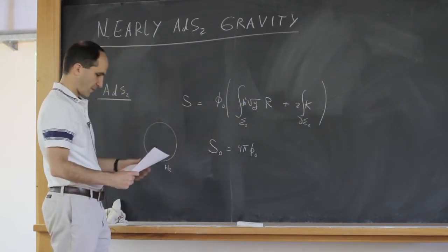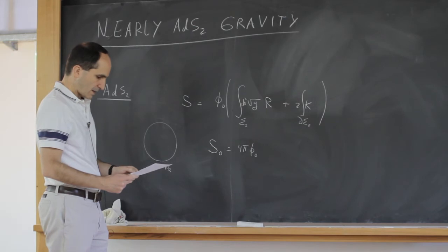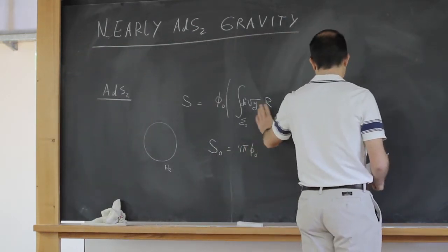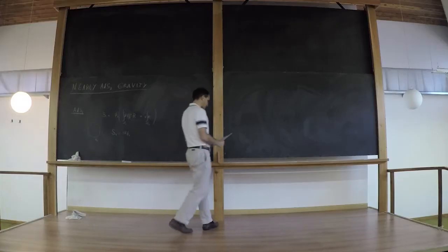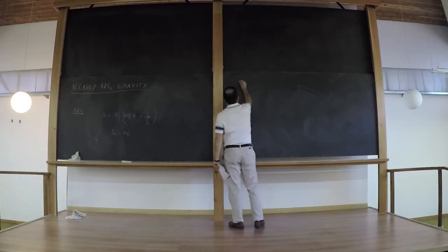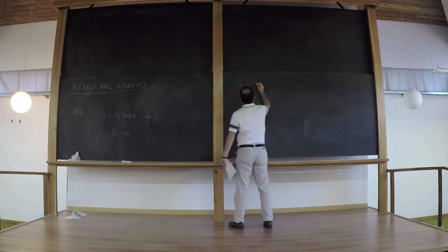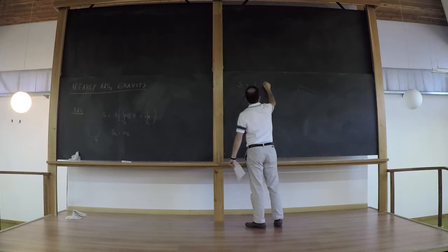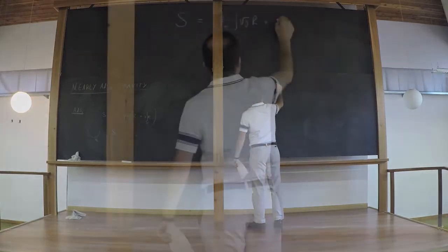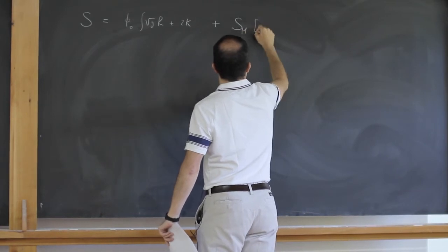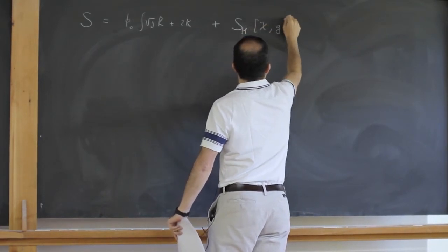Now, one feature of this action is that it's completely topological, so it essentially has no dynamics. Even if we add matter, so if we take that action, phi naught times the integral of square root of g R plus 2K, plus, let's say, some matter action, which includes some other fields and the metric.